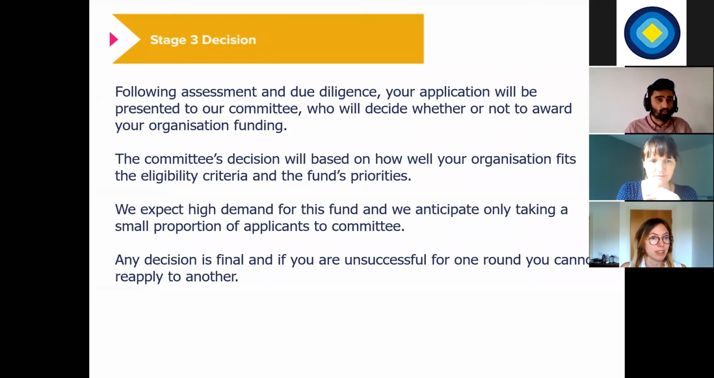The committee's decision will be based on how well your organisation fits the eligibility criteria and the fund priorities. And as I mentioned before, we're expecting to take through across the 3 rounds 140 to 160 organisations, and we are expecting really high demand. So it does mean that if you are through to stage 2, you're not necessarily going to be successful in receiving funding.